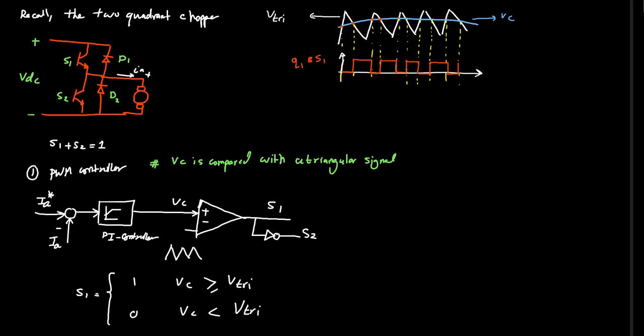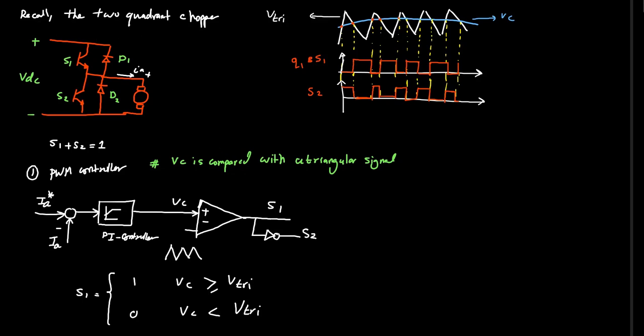If we need to plot the gate pulse for the second switch, which is S2, this is the complementary. So if S1 is 0, then S2 will equal 1, and if S1 is 1, then S2 will equal 0, and this will continue in the same scenario. So this is how to generate the gate pulses for the upper and the lower switches.